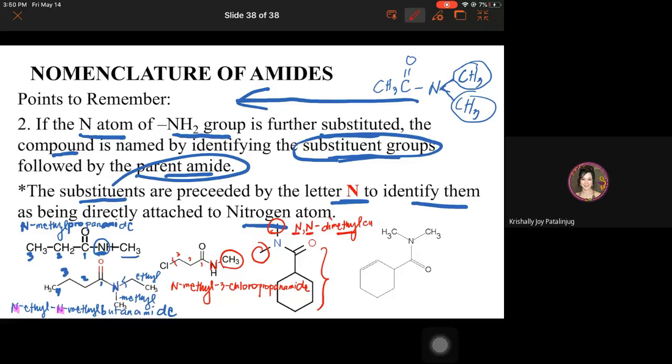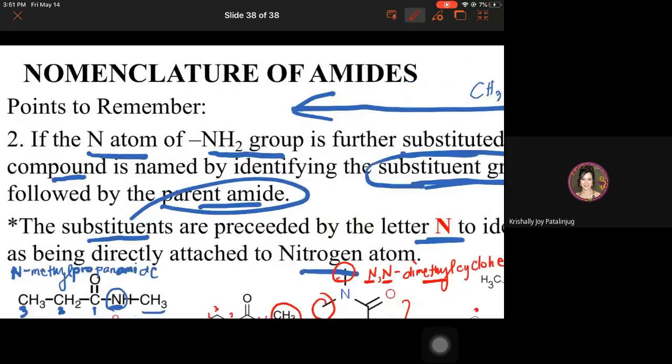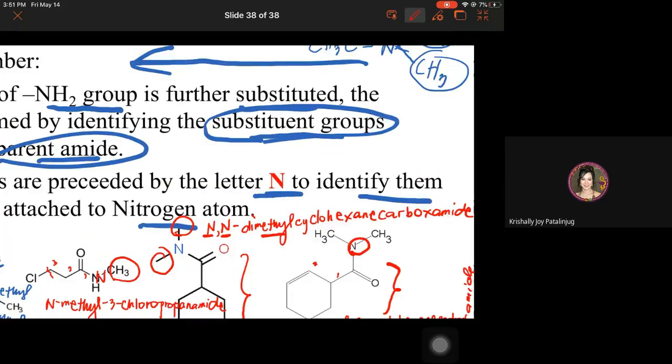So, cyclohexane carboxamide. Alright? And this one, parehas ra, N,N-dimethyl. Then, what is this corresponding cyclic carboxylic acid name? This is carbon 1, 2, diba? So, 2-cyclohexene, no? 2-cyclohexene. Okay? Sumpay ra na ha, carboxamide. One word lang na. Okay? One word. Wala namang space. Sumpay lang na siya, carboxamide.